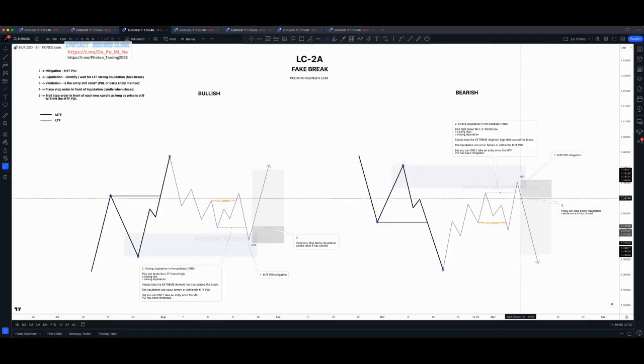If we get that, then we enter on a liquidation candle, sell stop below the low, and we get tagged in, okay? So mitigation, strong liquidation, validation, you'll learn soon. And then we'll place our stop orders above or below the candles, which will make more sense when we hop on the charts.